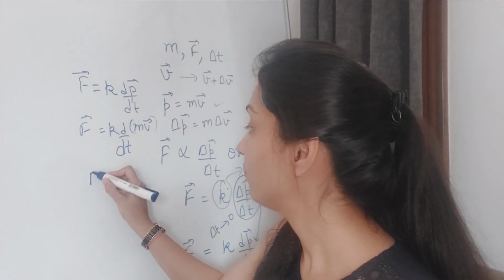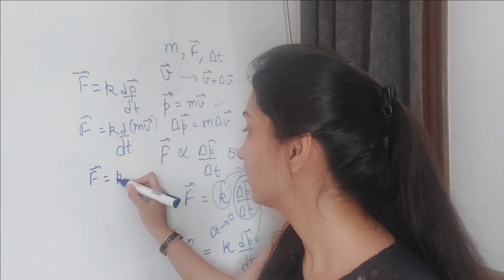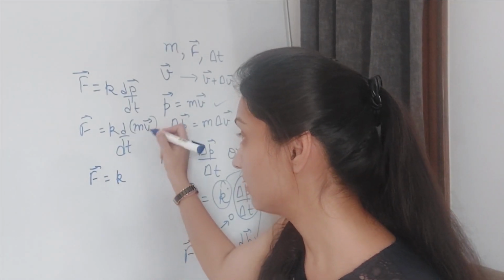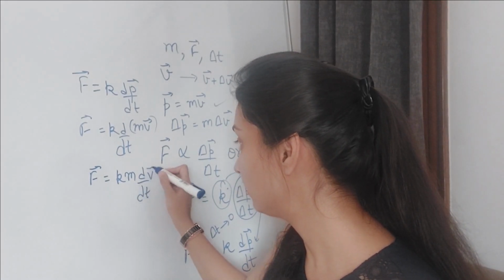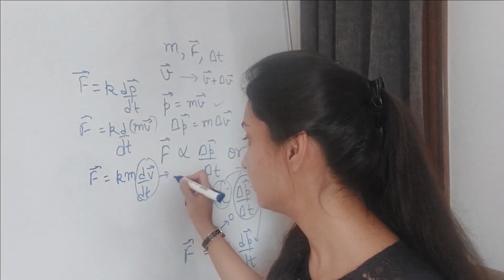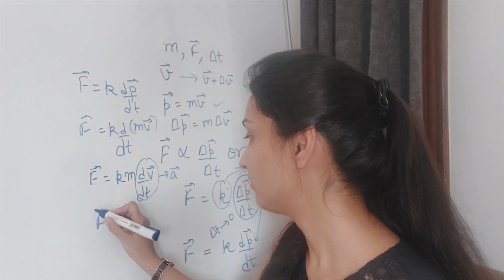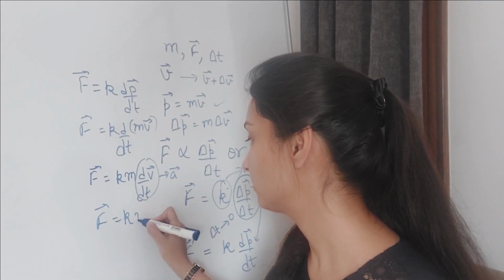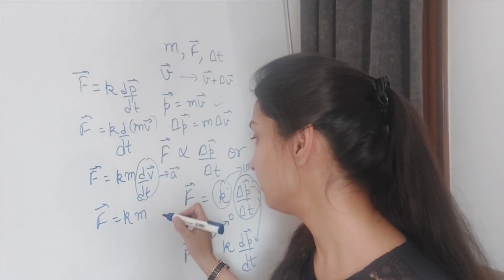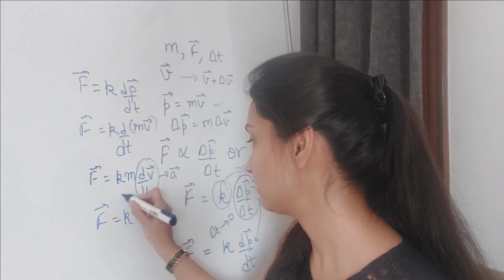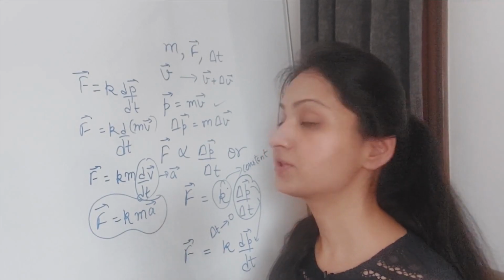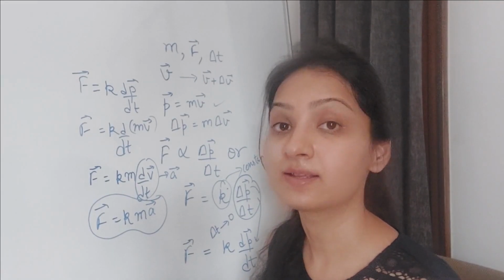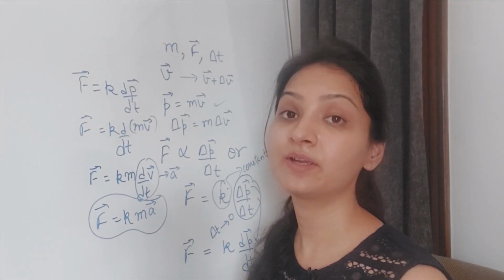So this force is now equal to k times, and this m is also constant, so this is d by dt of v, which is nothing but the acceleration, such that force comes out to be equal to this constant of proportionality multiplied by mass into acceleration, which shows that this force is proportional to the product of the mass and acceleration. So this constant can be given any value.